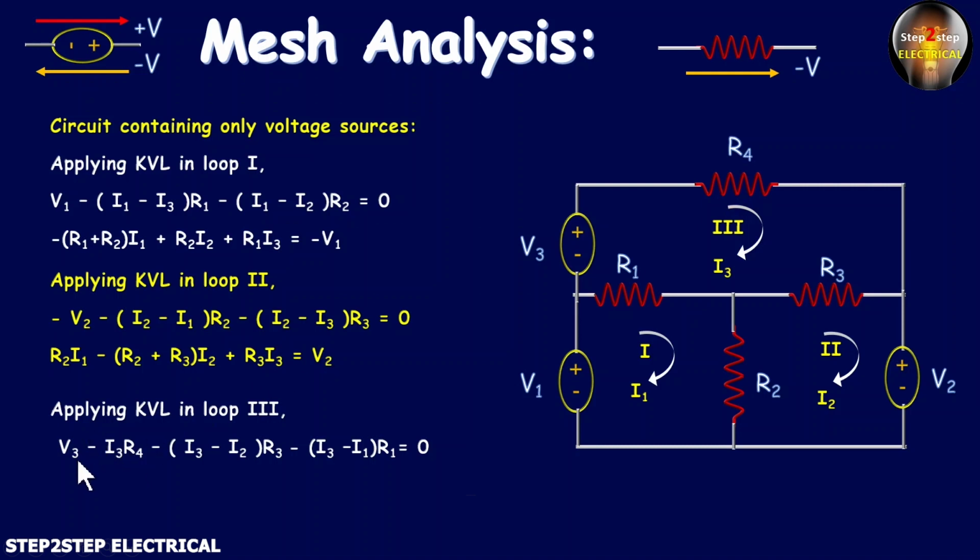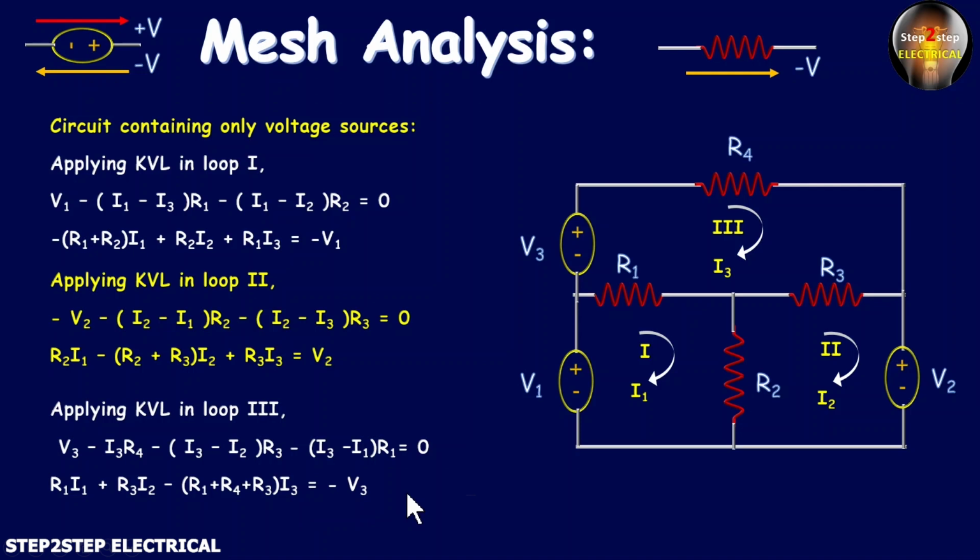And minus, why? Because there is a potential drop. So for R3 we write (I3 minus I2) into R3. This is the potential drop in R3. Then (I3 minus I1) into R1 is equal to 0. On simplifying, we get R1 into I1 plus R3 into I2 minus (R1 plus R4 plus R3) into I3 is equal to V3.